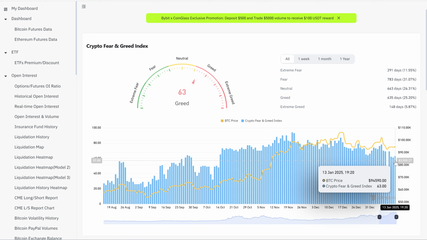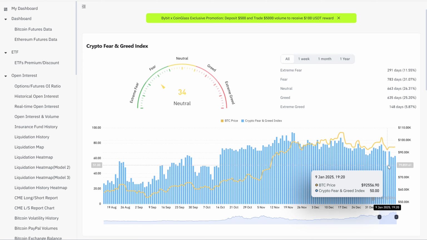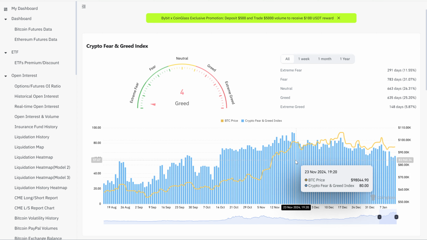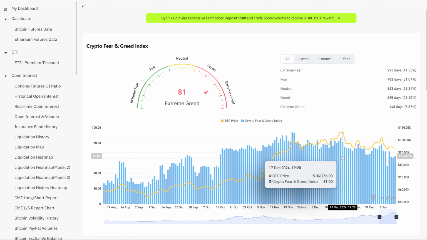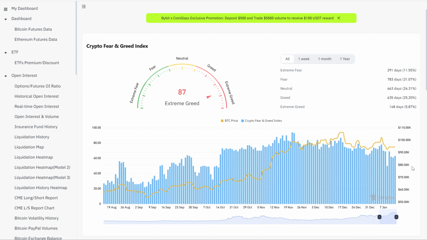Oh, interesting. So if we come to an individual day, oh, okay, yeah. So we can click on the individual day. It says 63 is today. And then, of course, if you go back to the 9th, the price was 92. It was neutral. We come all the way back here to when the price was really high. This was when it was 106. It was 87. There was a lot of greed in the market, which when this gets into the extreme greed is when I'm looking for exit opportunities because there's going to be a correction.